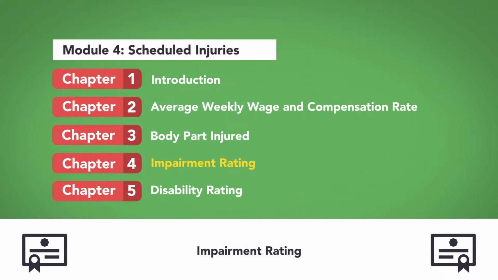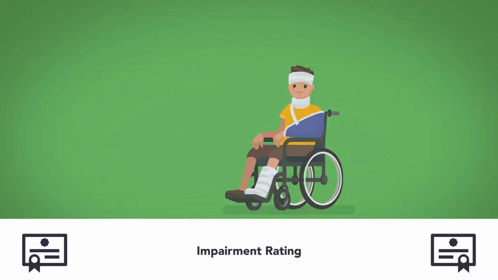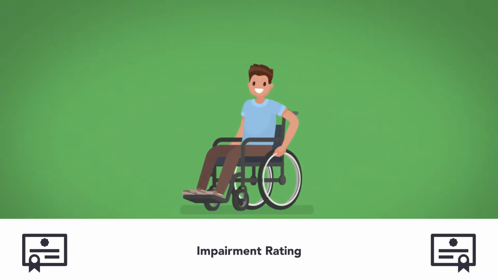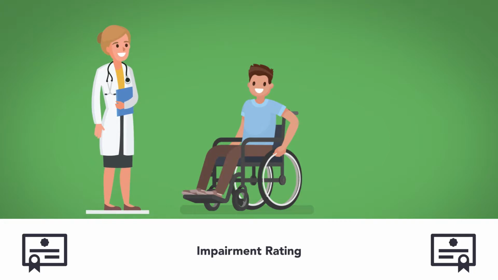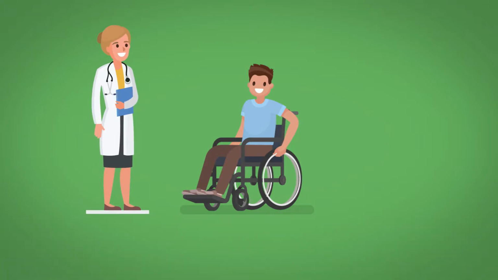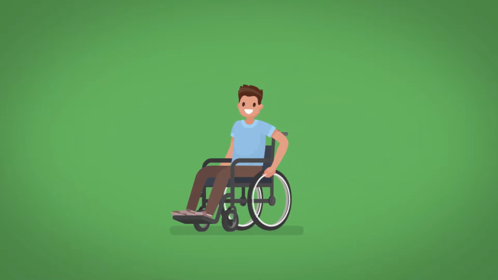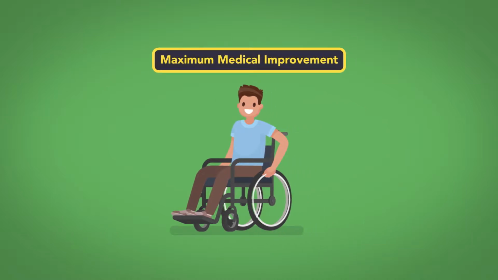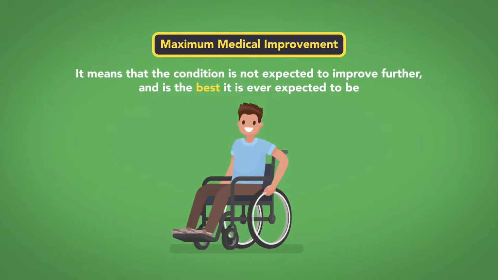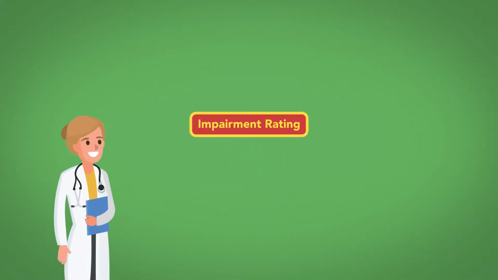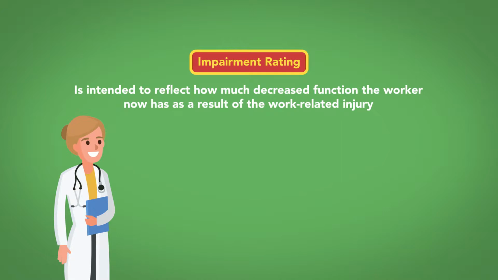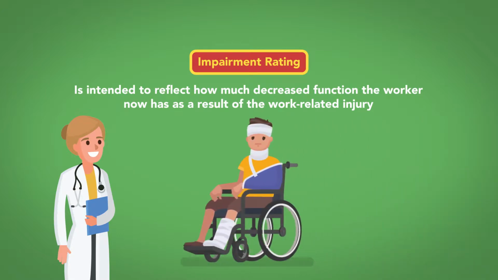Once the injured worker's condition reaches maximum medical improvement or is considered permanent and stationary, the employee's treating or evaluating physician will assign the worker a percentage impairment rating. Though the terminology varies by jurisdiction, when an employee's condition is permanent and stationary or at maximum medical improvement, it means that the condition is not expected to improve further and is the best it is ever expected to be. Generally, the impairment rating is intended to reflect how much decreased function the worker now has as a result of the work-related injury.